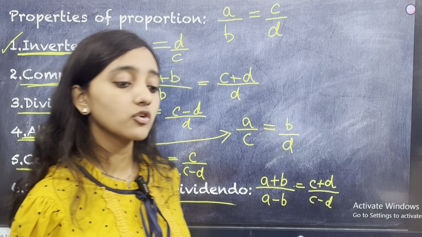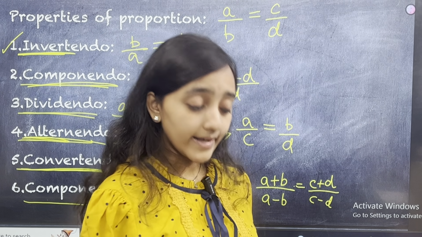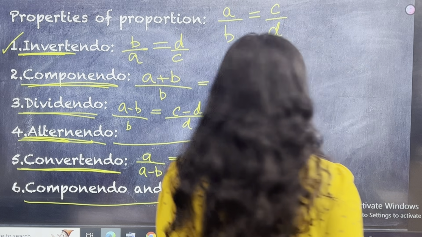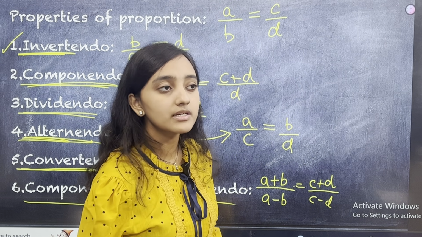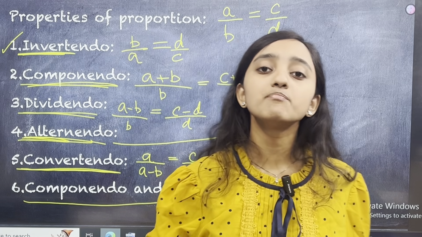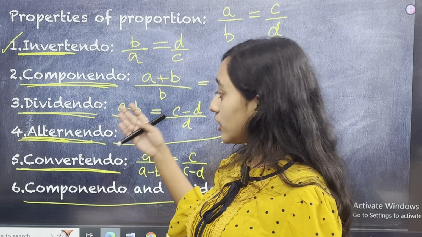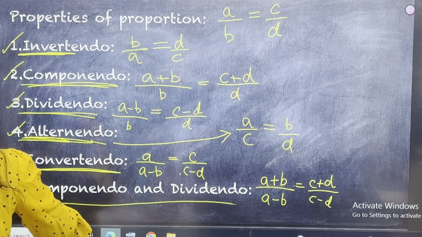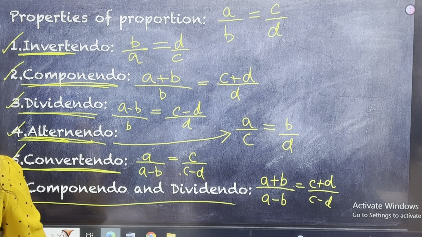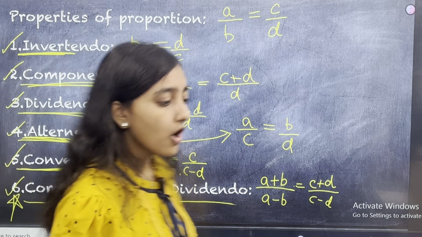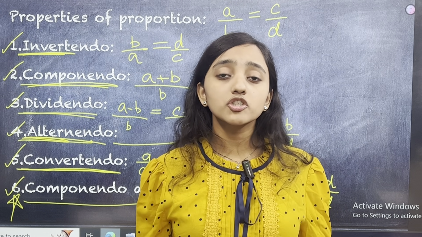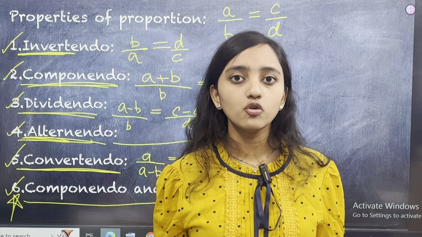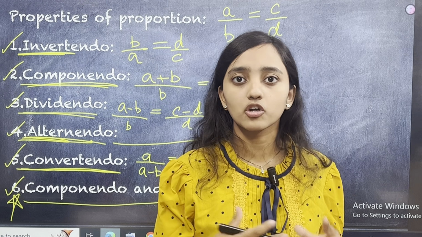As you can make out, it is a combination of the two things, except that in dividendo, it is again in the numerator, whereas you're saying A plus B by A minus B is equal to C plus D by C minus D. So all these 6 properties of proportions that you need to remember, especially componendo and dividendo, will be used to simplify the equation so that we are able to find the value of x, which will be given in that particular equation.